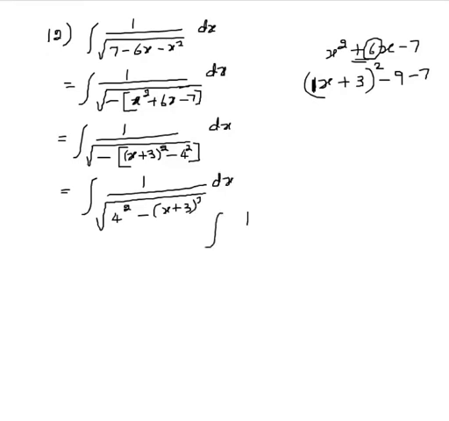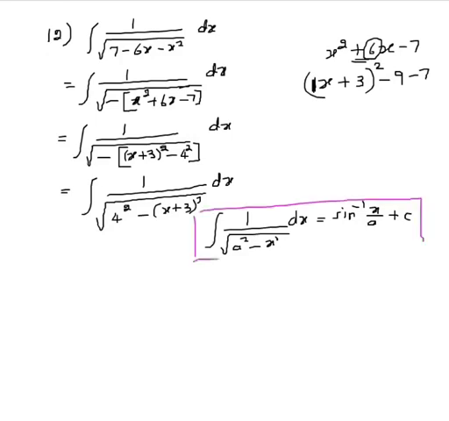We will use the formula integral 1 by root of a square minus x square dx, which is sine inverse of x by a plus c. Therefore, the answer is sine inverse of x, here is x plus 3, divided by a is 4, and plus c.